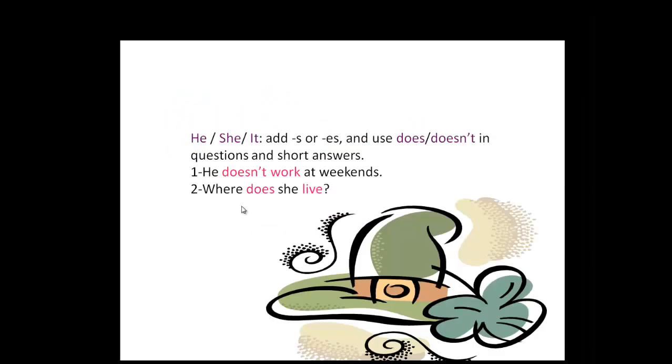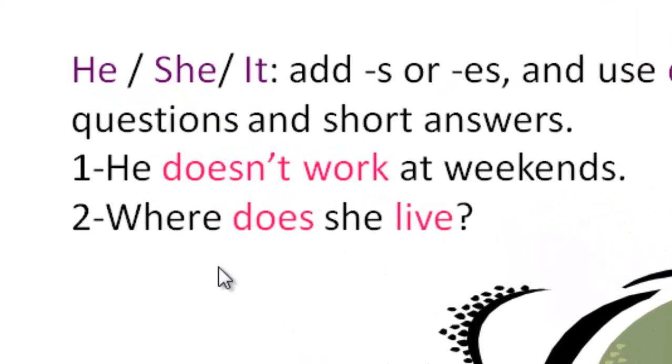But with the pronouns he, she, and it, we have to add s or es to the verb and use does, doesn't in the negative or in the questions. So if we have the pronouns he, she, or it, we have to add s or es to the verb, and we have to use does, doesn't in questions and short answers.